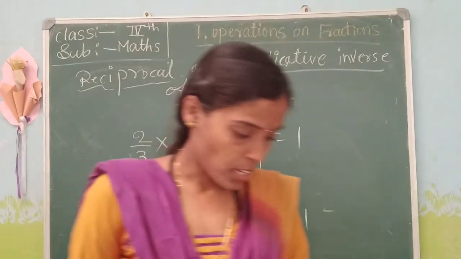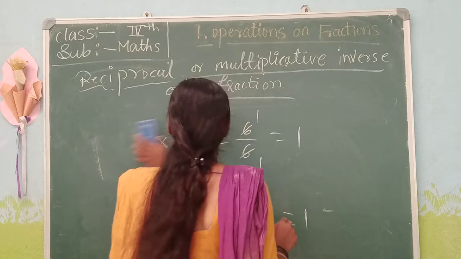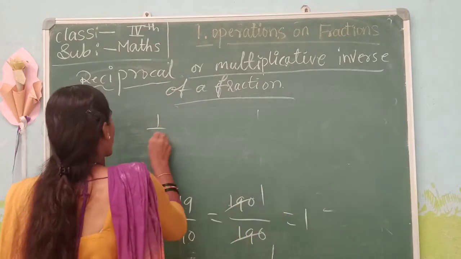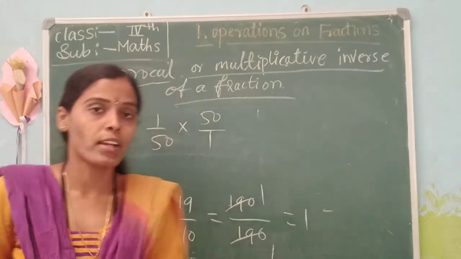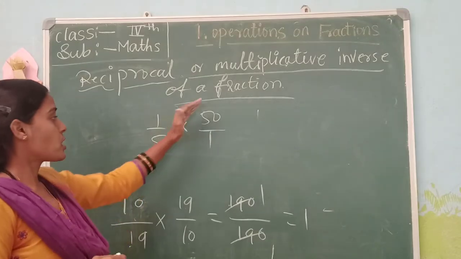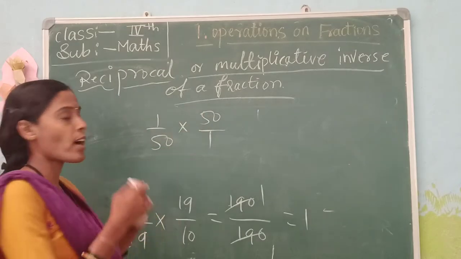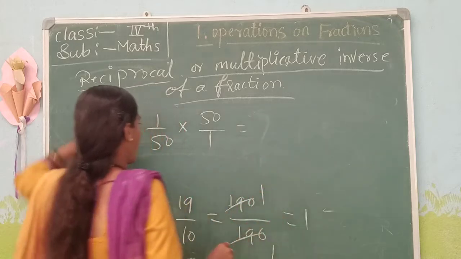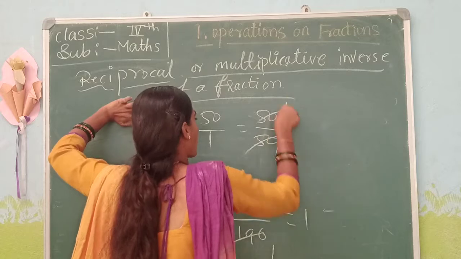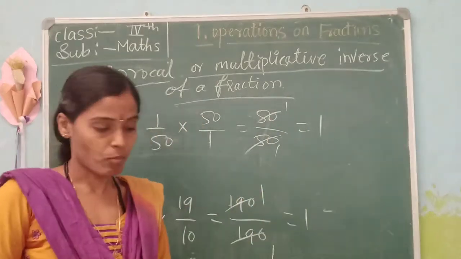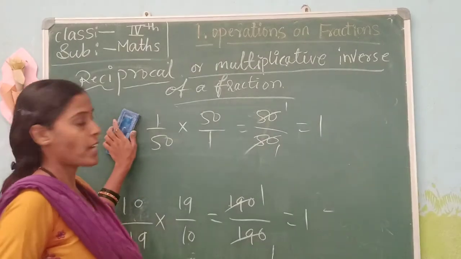Understand? Yes. Then again, 1 by 50 into 50 by 1. The inverse form means exchanging the denominator and numerator places, writing the ulta of the numbers. 1 fifties are 50, 50 ones are 50, 50 by 50 is 1, the answer is 1. This is the inverse form, and this is your exercise 1.6.